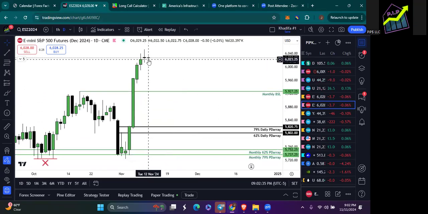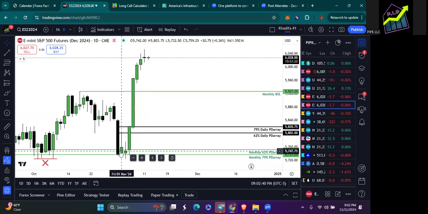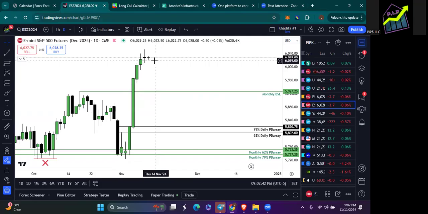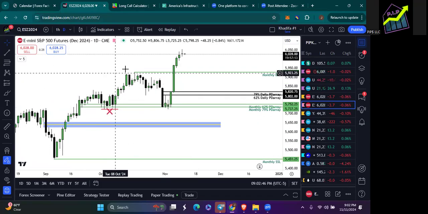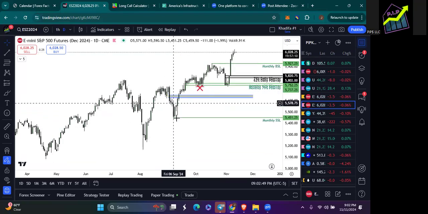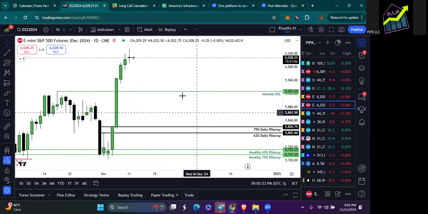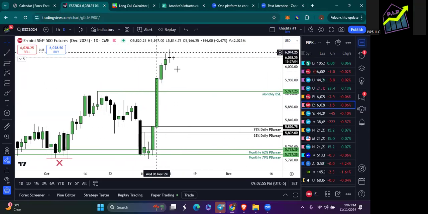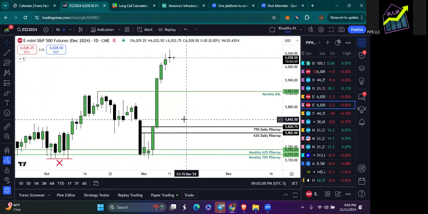Do I anticipate a pullback? Yes, I do, because as we know, the market can't just continue to run in one direction. As we see here, we're always going to get corrections, corrections, corrections. So it's only going to be so long before the S&P 500 has to correct. Where is it going to correct to? Where are your eyes naturally drawn to?